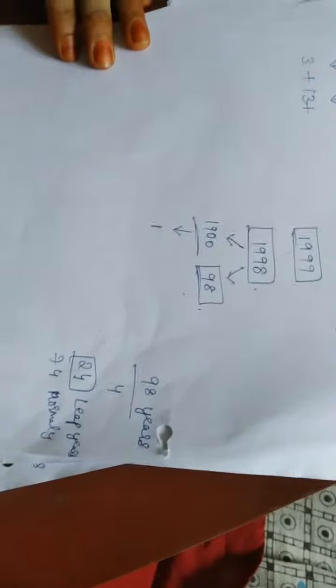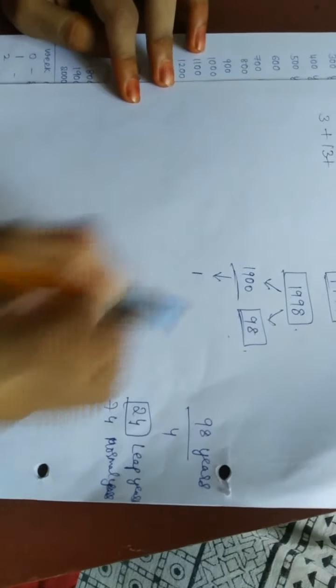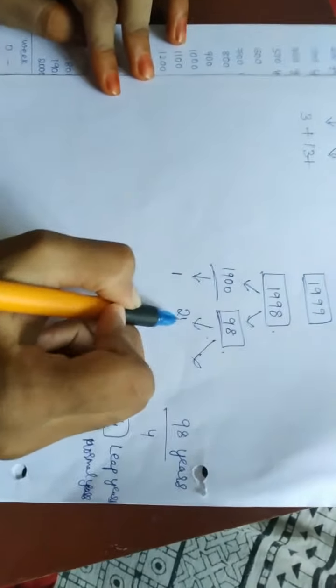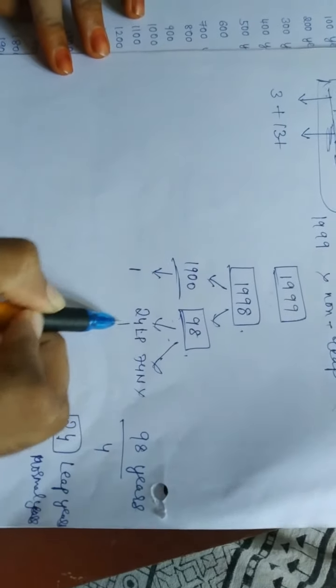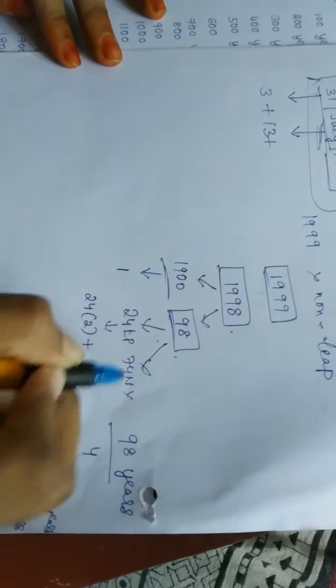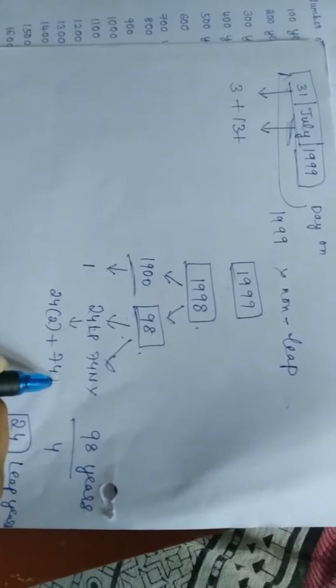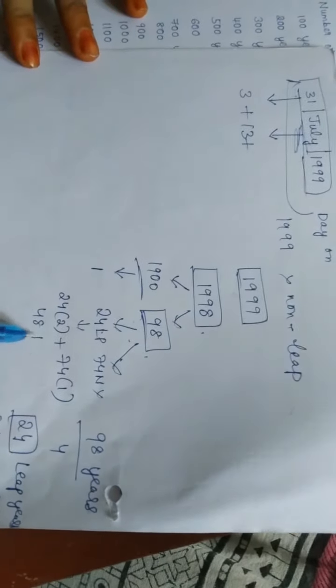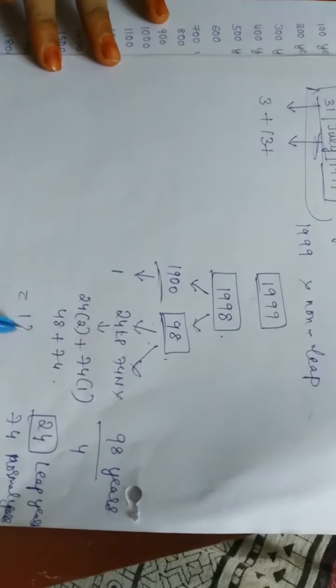So now, for 98 we have 24 leap years and 74 normal years, right? How many odd days does a leap year have? 2, right? So that would be 24 into 2 plus 74 normal years. A normal year has 1 odd day. That would be 24 into 2 plus 74. This would give us 122.